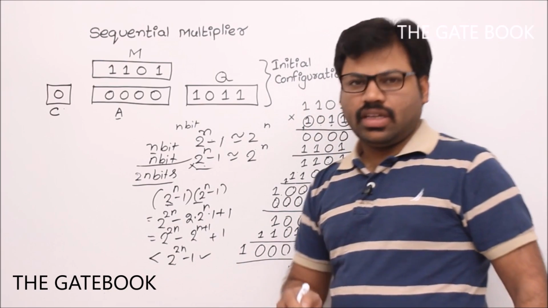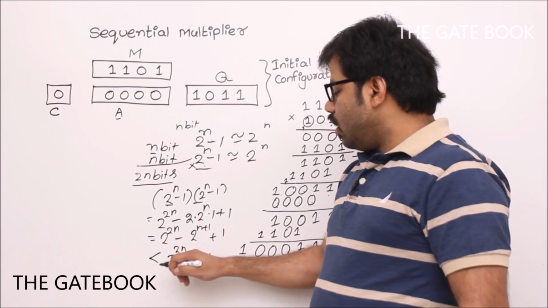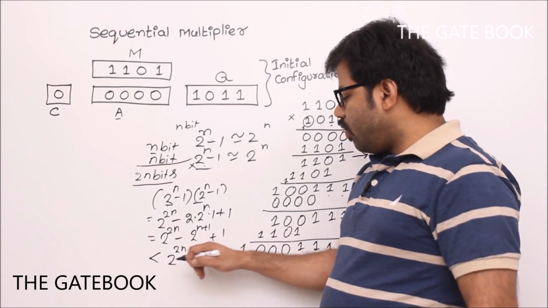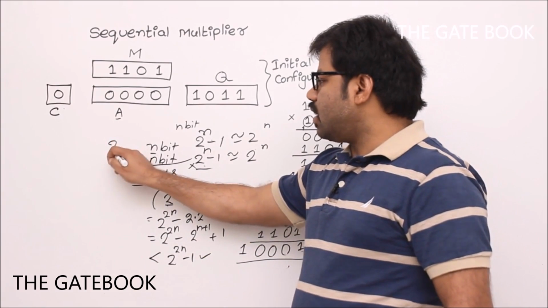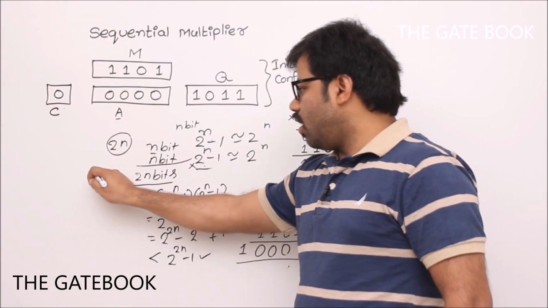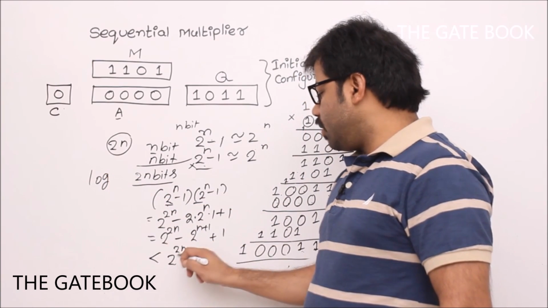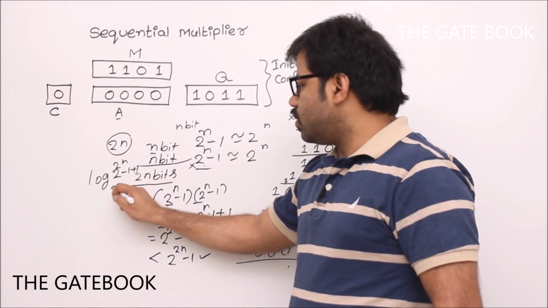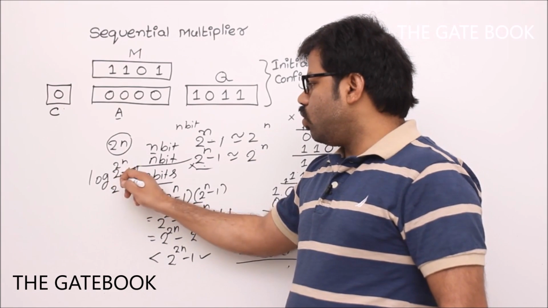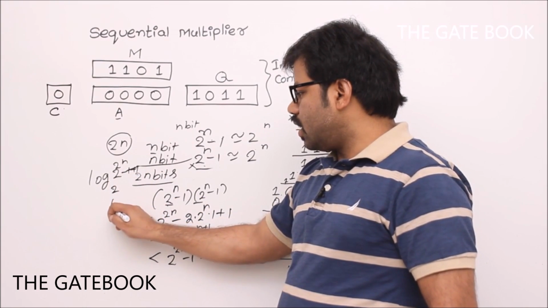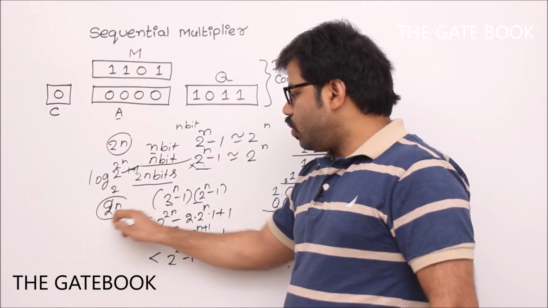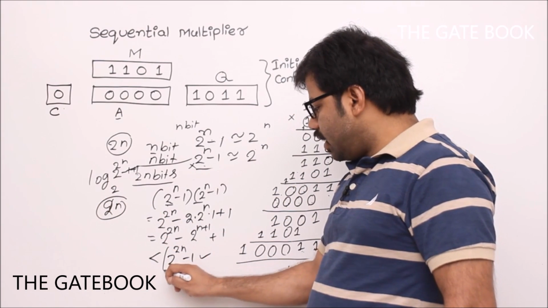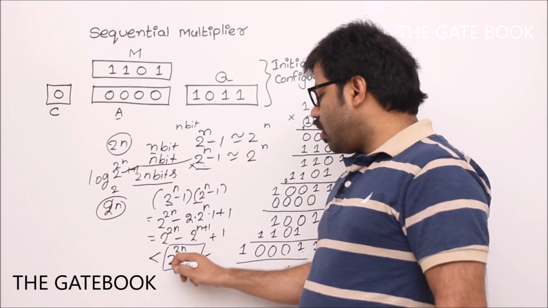Do you agree? Yes. So to represent a number which is less than 2 to the power of 2n minus 1, 2n bits are sufficient. Same formula I can apply. Log of approximately 2 to the power of 2n minus 1 plus 1 base 2 would be log of 2 power 2n base 2, which is nothing but 2n, right? So with 2n bits, definitely I can represent any number less than 2 to the power of 2n minus 1.